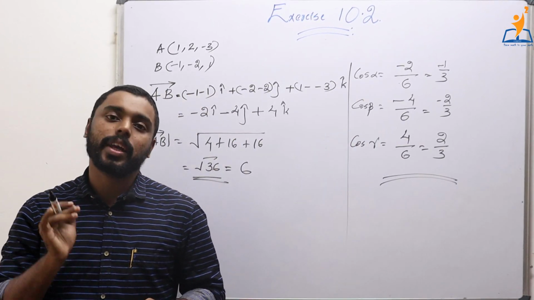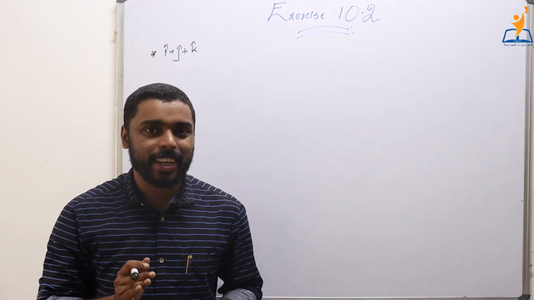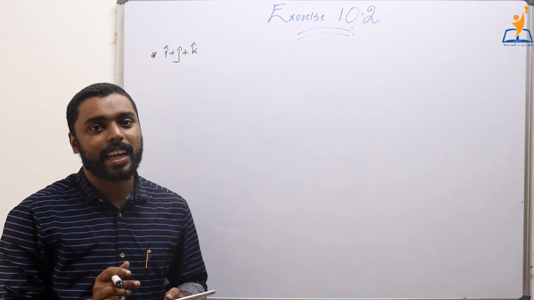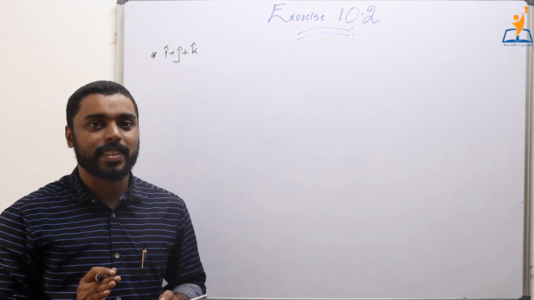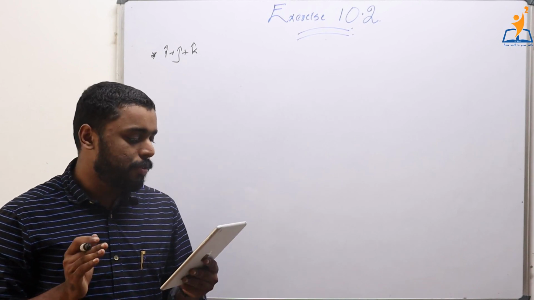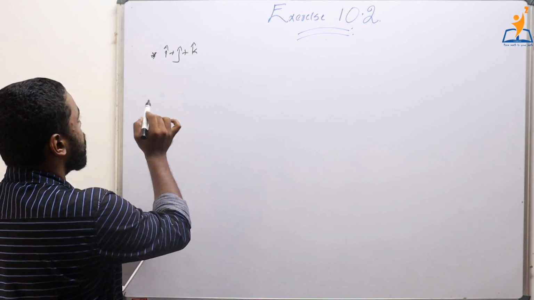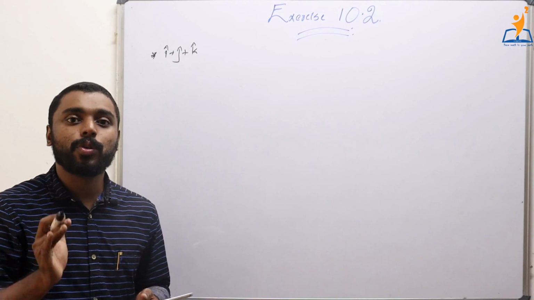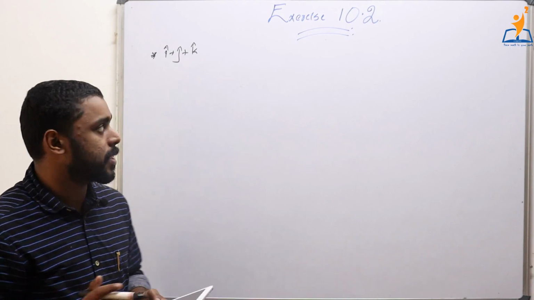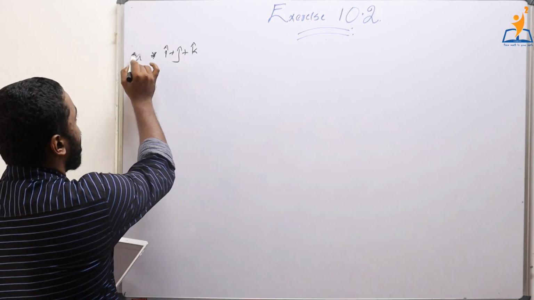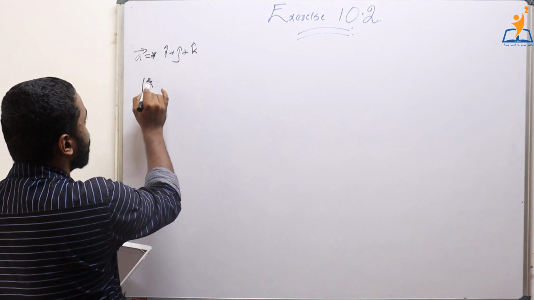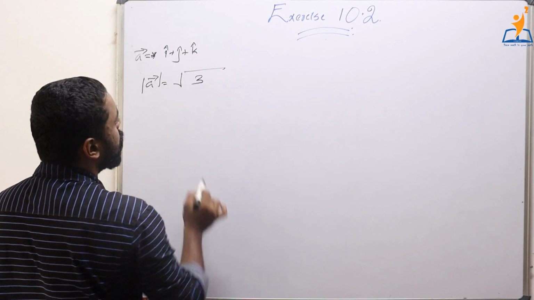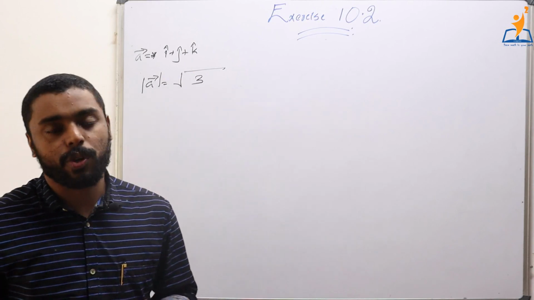Now we shall move to the next question. Show that the vector i cap plus j cap plus k cap is equally inclined to the x-axis, y-axis and z-axis. This is question number 14. So from this, whenever we are asked about inclination or angles, we have to think about the direction cosines. First of all, we have to find the magnitude of this vector A. So the magnitude of the vector A is nothing but square root of 1 plus 1 plus 1, which is 3. So square root of 3 is the magnitude of this vector A.